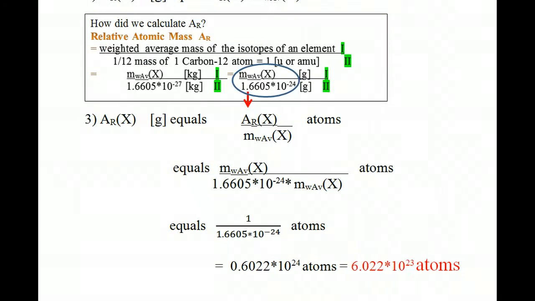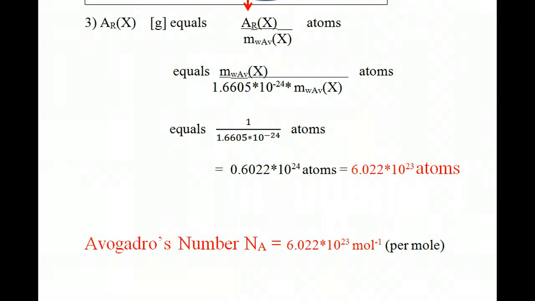And by doing a few calculations, you get 6.022 multiplied by 10 to the power of 23 atoms. And this is the famous Avogadro's number, N_A, equals 6.022 multiplied by 10 to the power of 23. And the unit that is used is mole to the power of minus 1, or per mole.